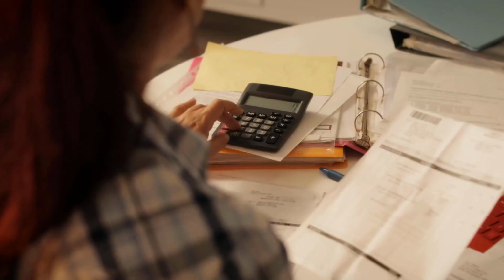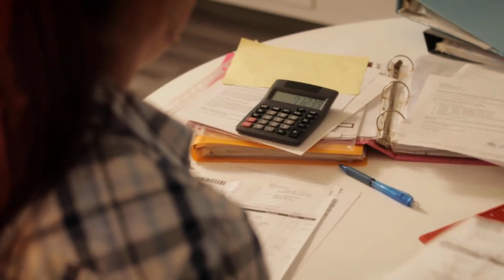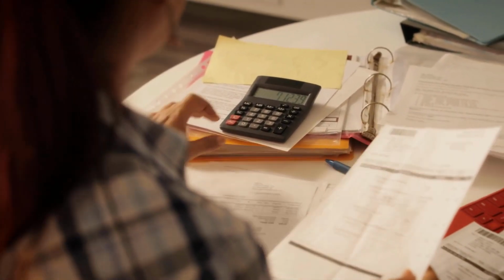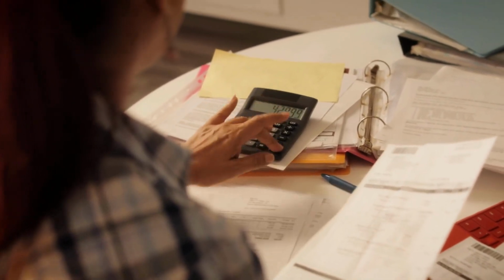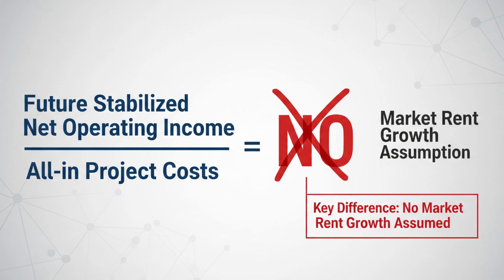So what exactly is untrended stabilized yield on cost? You might be familiar with stabilized yield on cost, which calculates your projected return on total project cost after renovations. Untrended stabilized yield on cost takes that concept and adds a crucial layer of conservatism. Untrended stabilized yield on cost is your future stabilized net operating income, NOI.